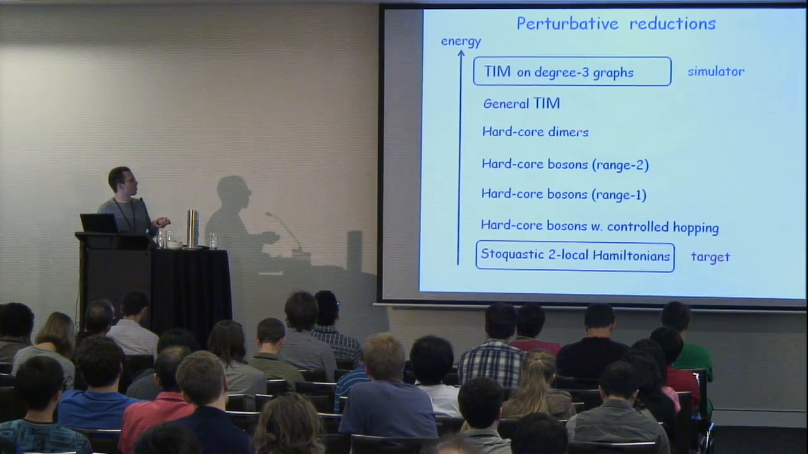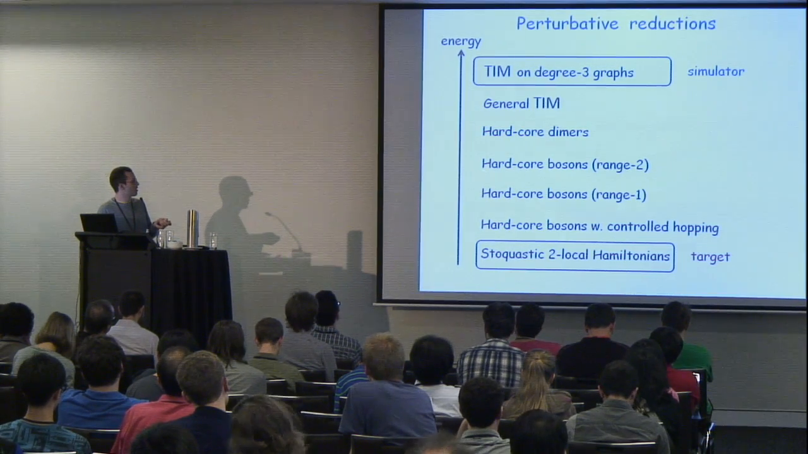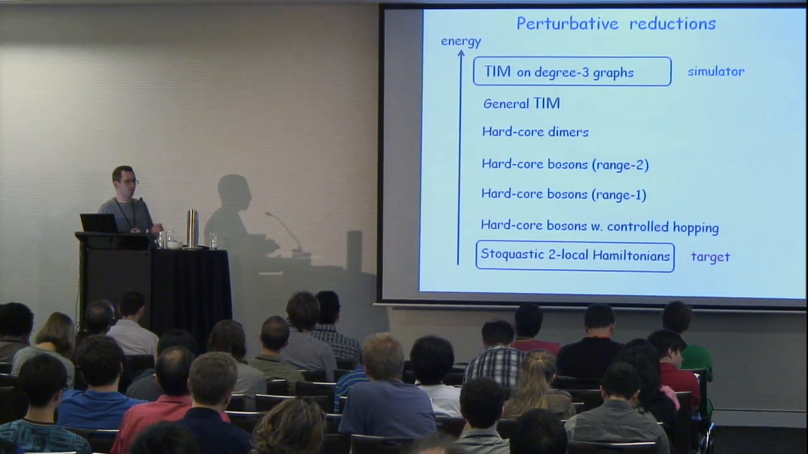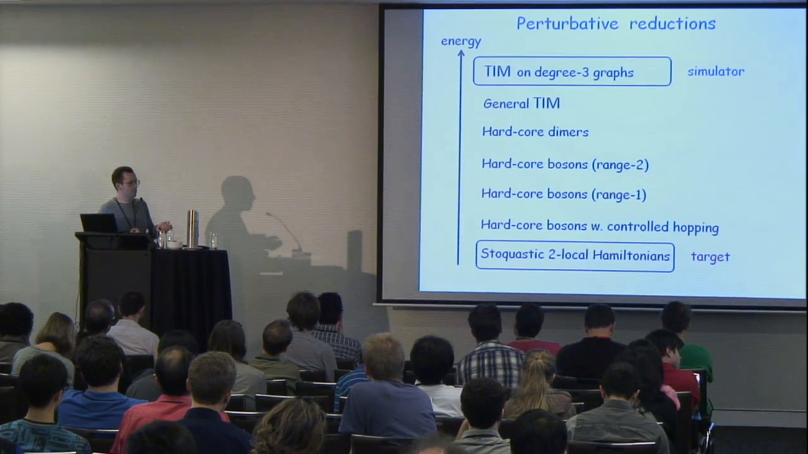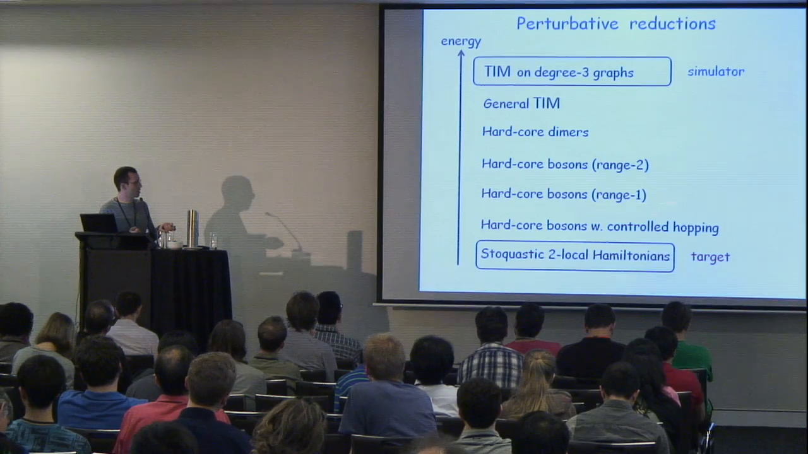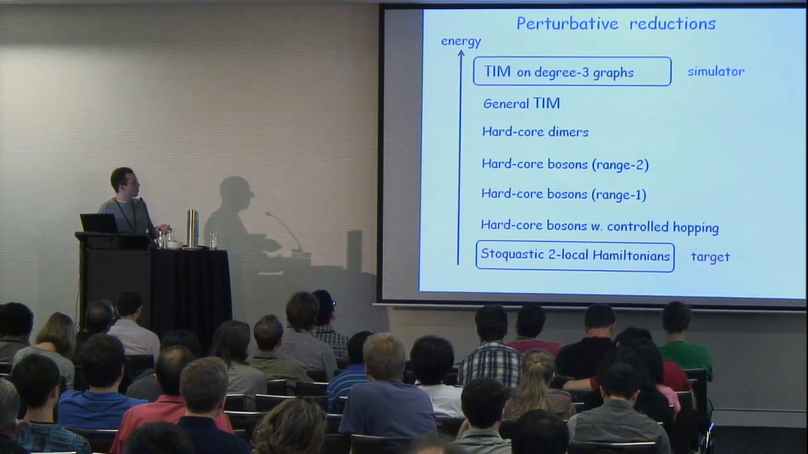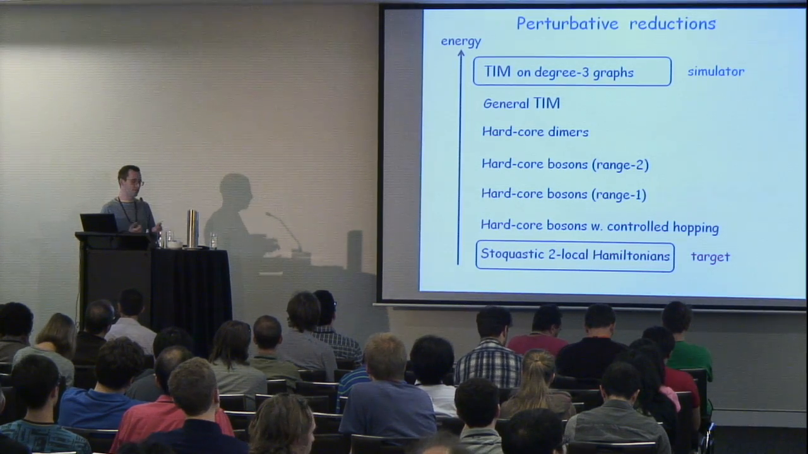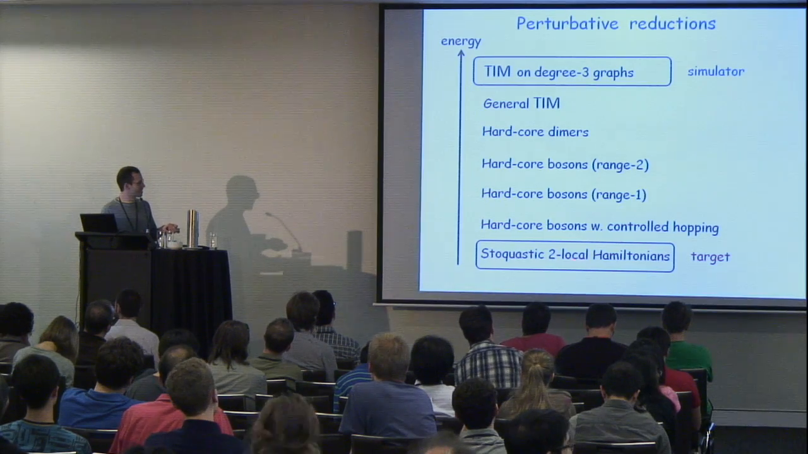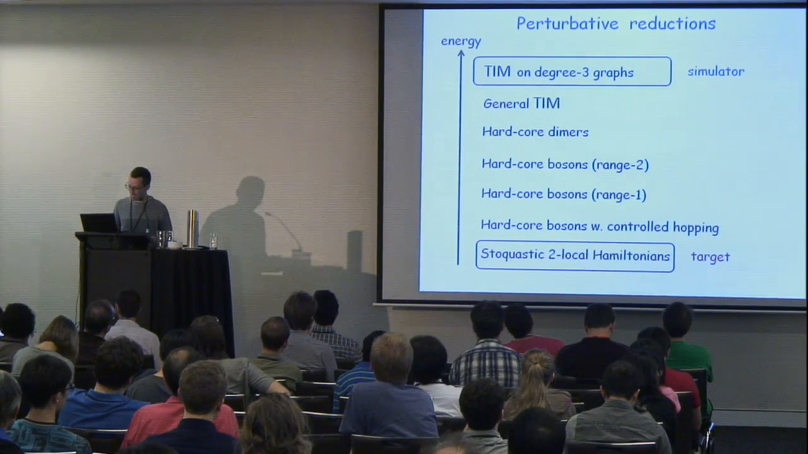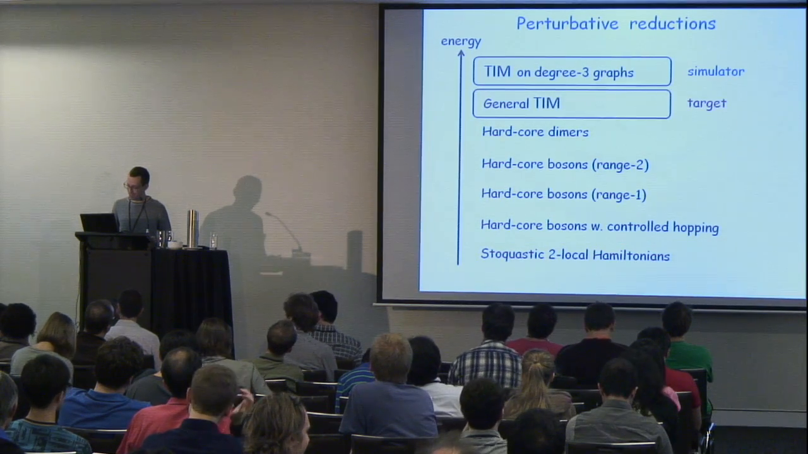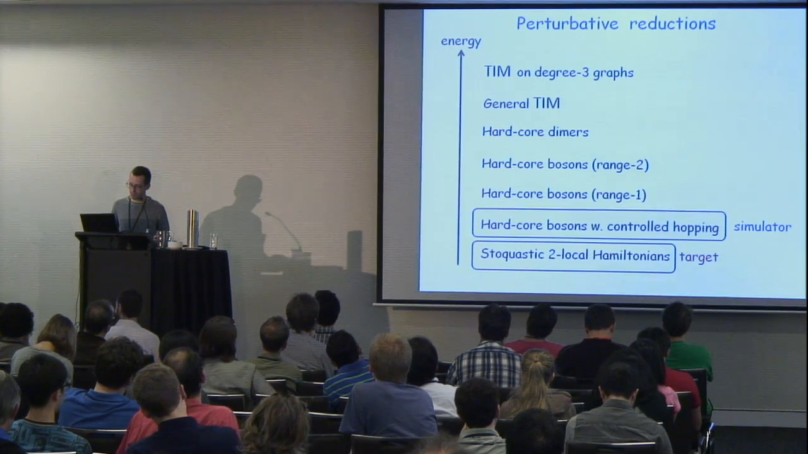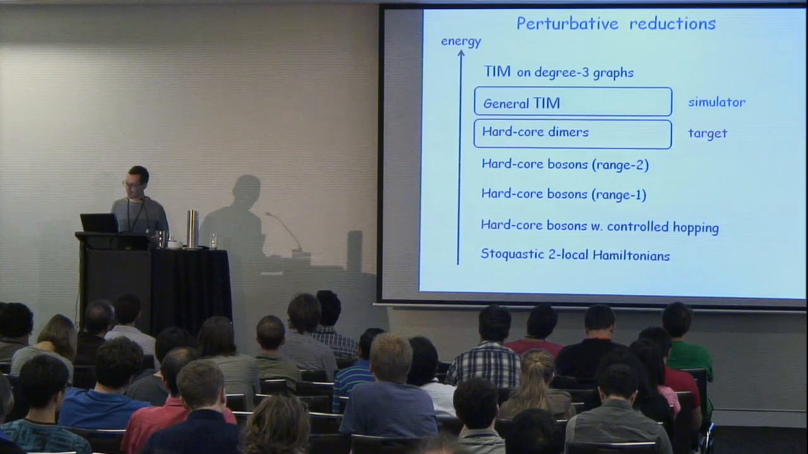This is a model of hardcore dimers, which we'll talk about in a couple of slides. Then we have hardcore bosons, which are like particles that don't want to come too close to one another. Here range 2 means they don't want to come within 2 vertices of one another, and range 1 means they don't want to come within 1 vertex. This hardcore bosons with controlled hopping is another model of hardcore bosons with some other restriction. And finally, there's the model that we want. Okay, so that's the way this proof goes. You just have a sequence of perturbative reductions, and it appears to be a lot of work.